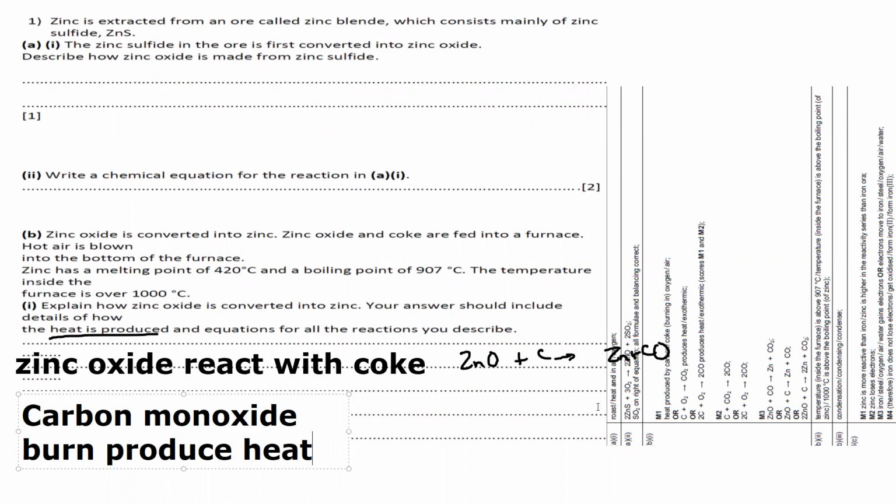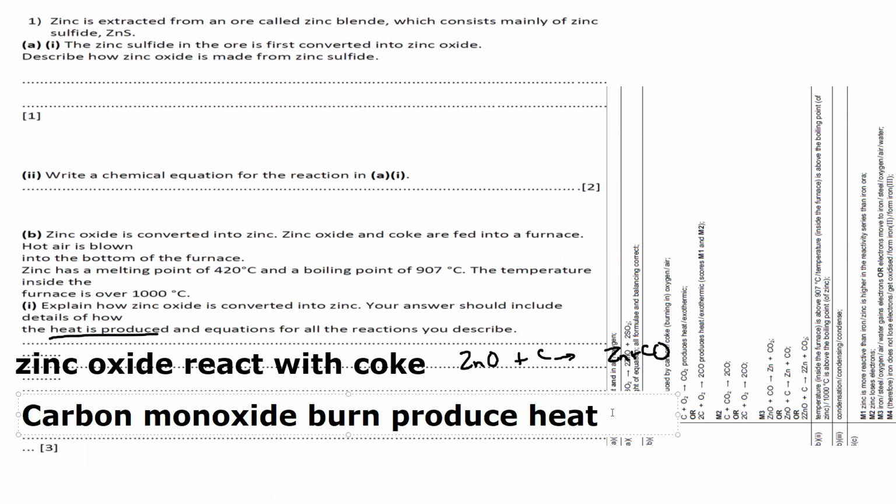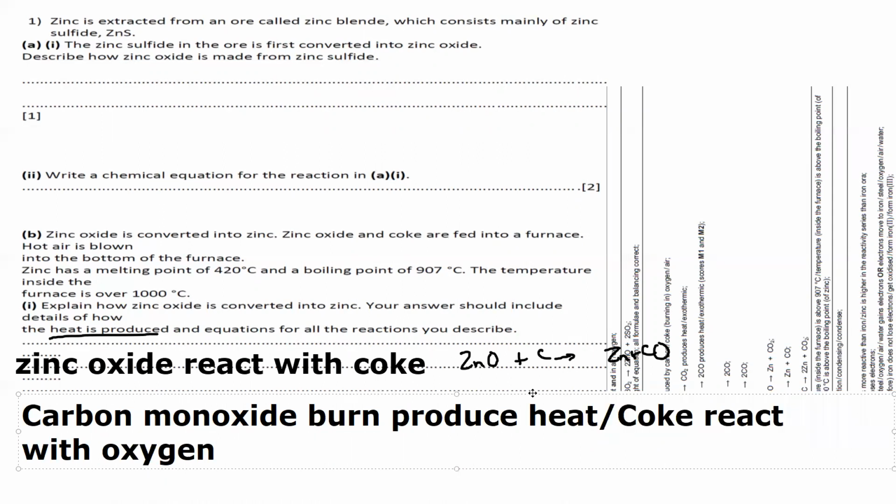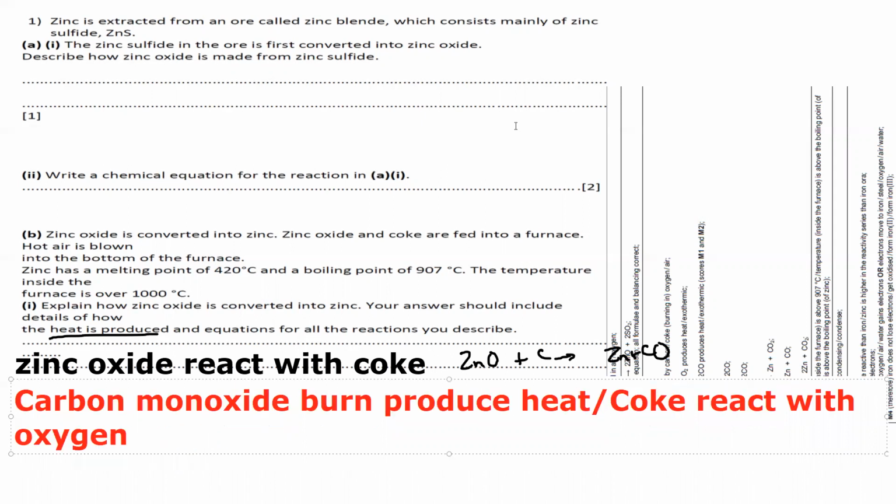So the second thing, the carbon monoxide which is there, or you can also mention coke reacts with oxygen to produce carbon monoxide. Both can be there because the coke or the carbon reacts with oxygen. Both are responsible for production of heat because burning is an exothermic reaction. So whenever you burn something, the heat energy will be released.